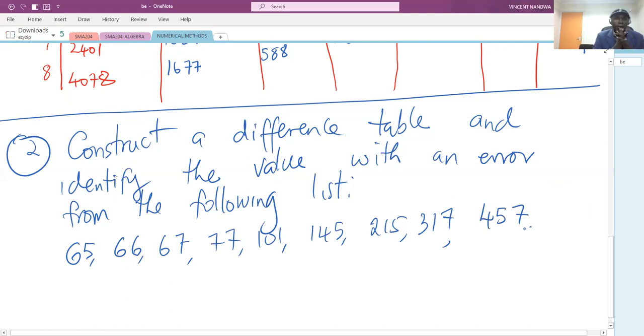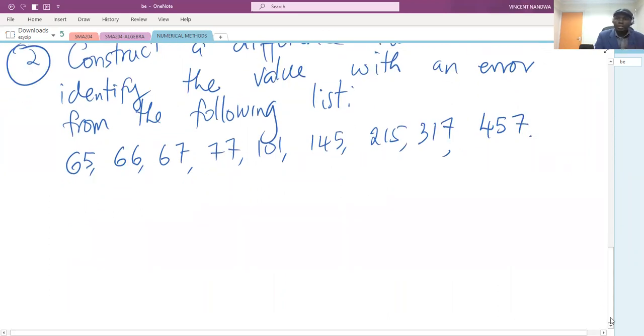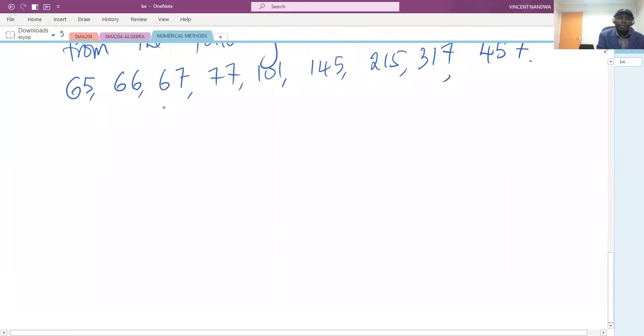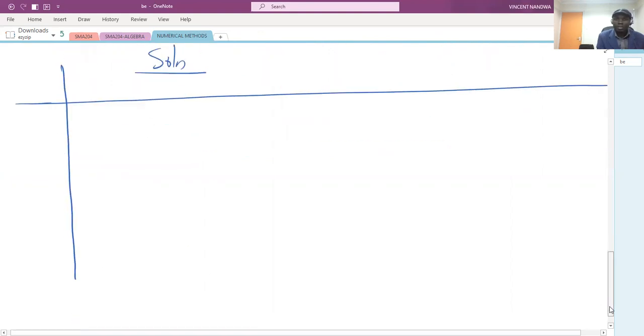So this now is an application of the difference table. We have some values given here, and we are to construct a difference table and identify a possible value with an error. So normally what you do is draw a difference table with all these values. Solution. Remember, when you're constructing the difference table, what matters are the values of the function.